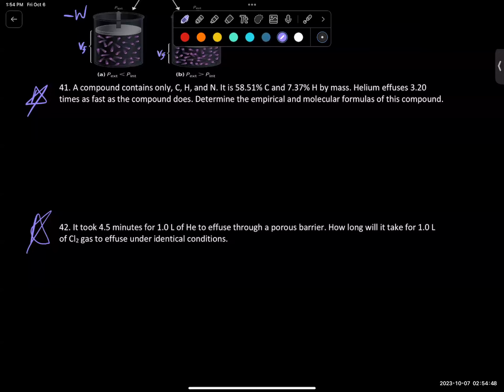Are there any words on there that make you think of that? Effuses, right? And they also give you time. So these two words, effuses or diffuses, should begin the process of recalling Graham's law, right?